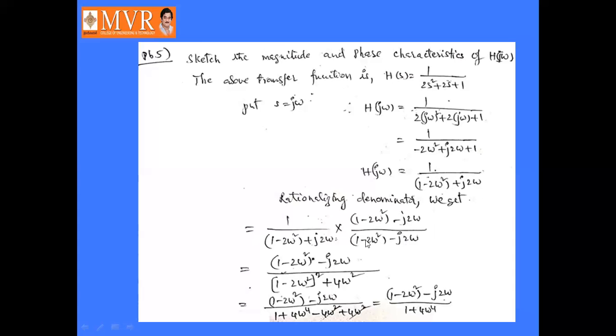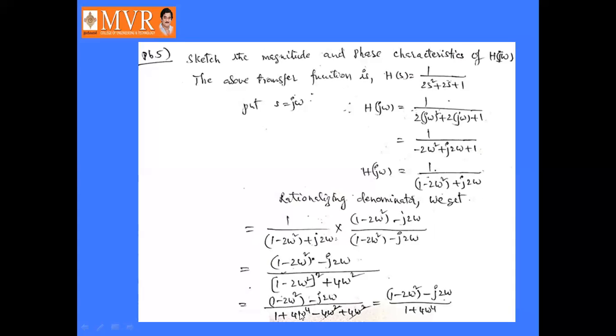This is a plus b into a minus b form, so that is a square minus b square. So 1 minus 2 omega square whole square minus j 2 omega whole square. So j square is minus 1, so minus 1 to minus will become plus, so 4 omega square. So it is 1 minus 2 omega square minus j 2 omega by, this is a minus b whole square, a square plus b square minus 2ab. Okay, right.